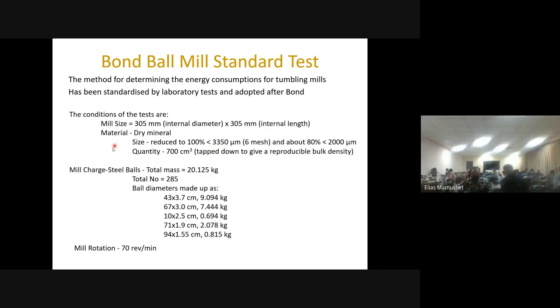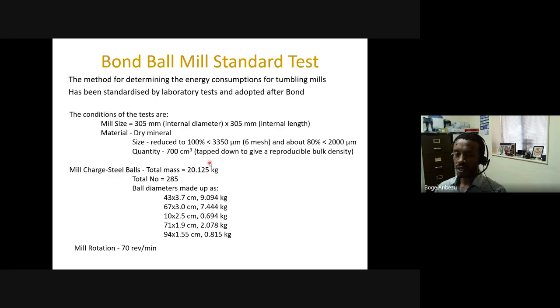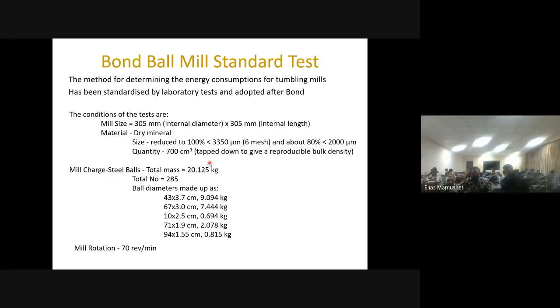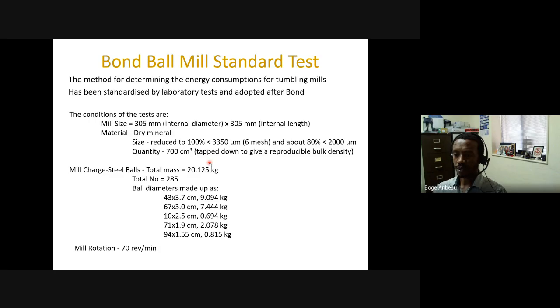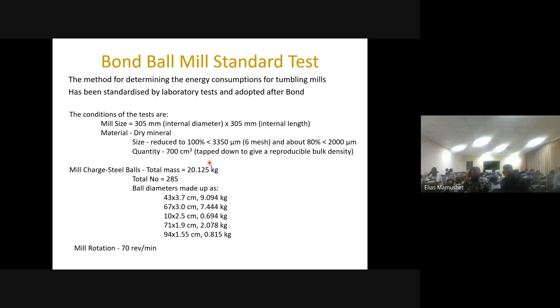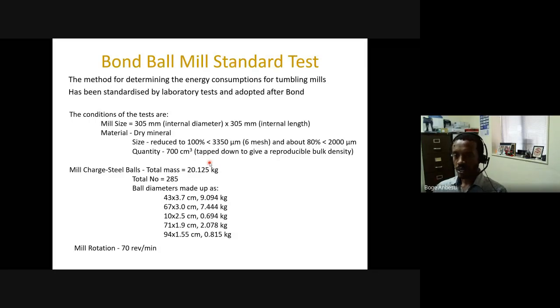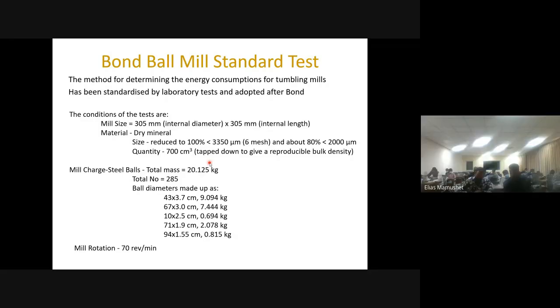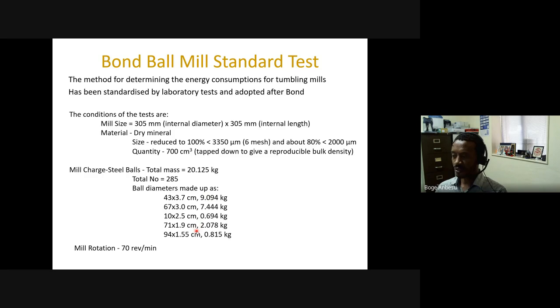Then the initial sample you use is about 700 centimeter cube bulk density. So basically, you can use a measuring cylinder, fill the sample up to 700 centimeter cube, and that will be your initial mass. Now you take this mass, put it in the mill, and add those ball sizes given here. These are different size balls, about 20 kilogram in total, and you put them in the mill with the sample and start grinding, and the mill is rotated at roughly 70 revolutions.